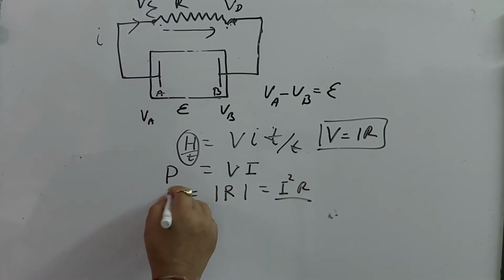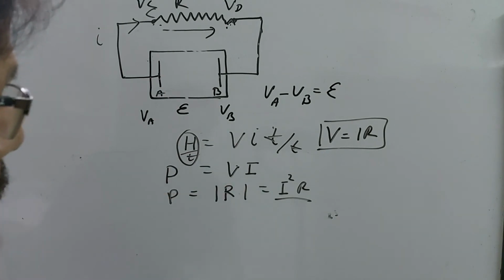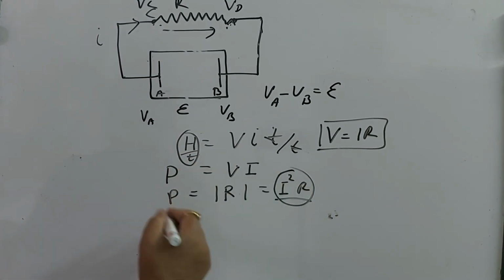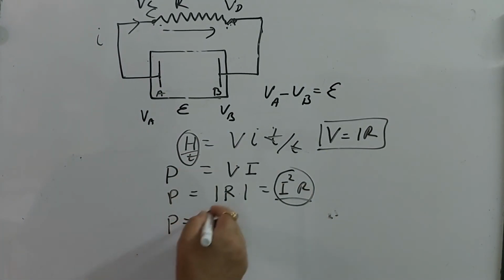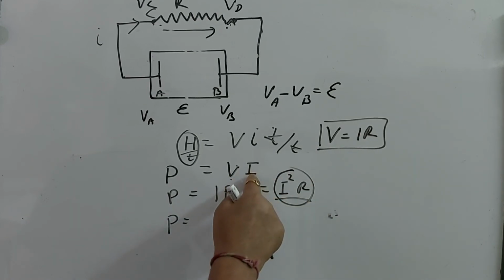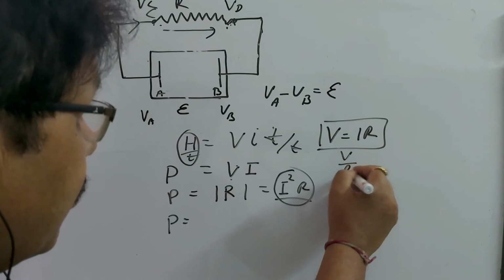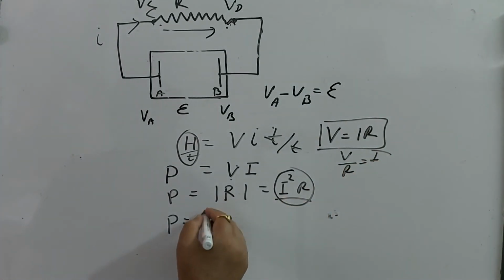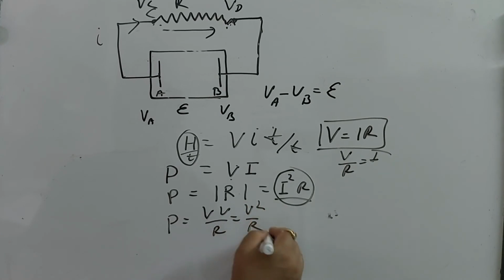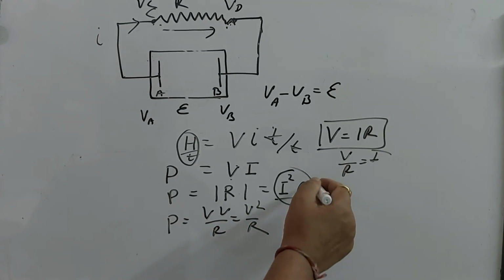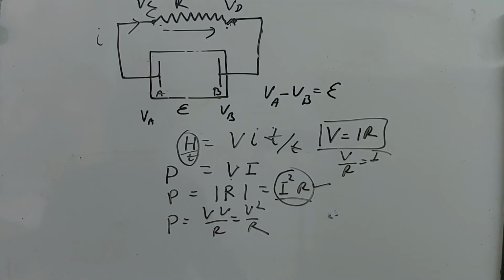So the heat produced in a resistor is given by I square R, or we can say P is also equal to V into I, and if we write I in the form of V by R, this will be equal to V into V by R. So this is also equal to V square by R. So we can say heat produced in a resistor is I square R, or it can also be given by V square by R.